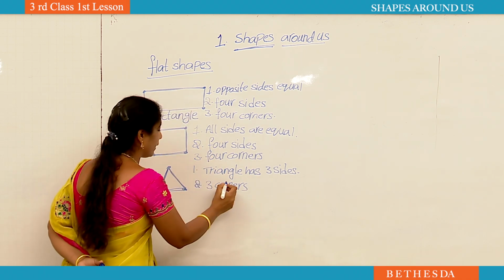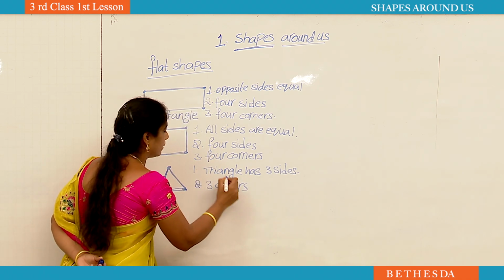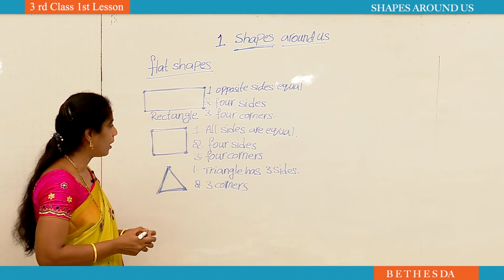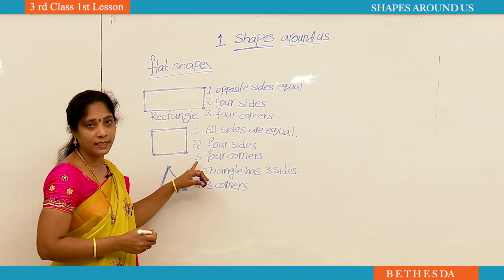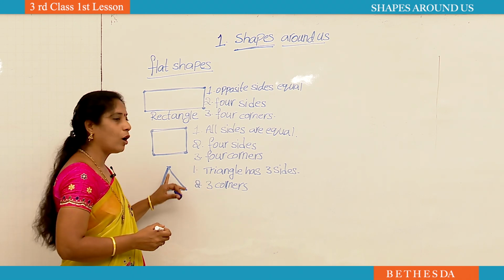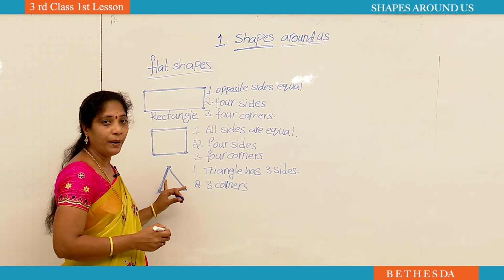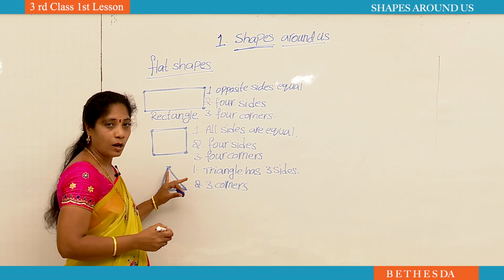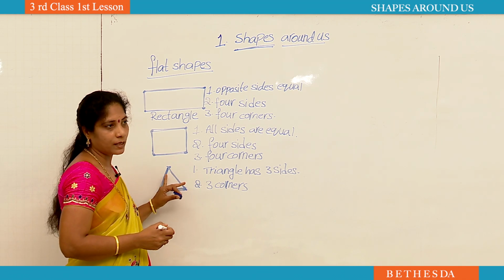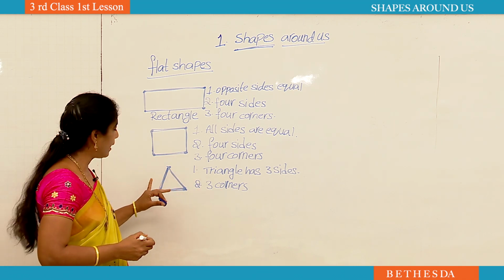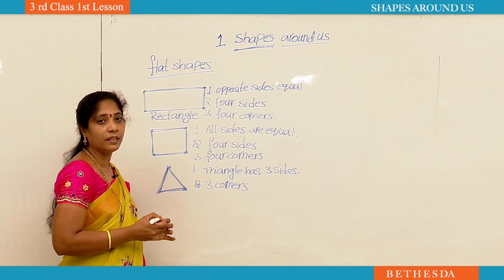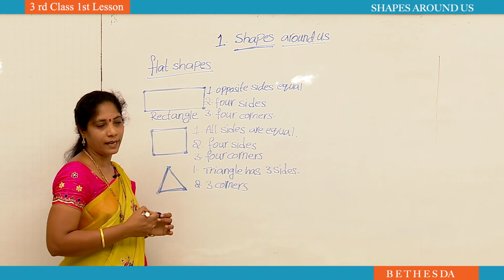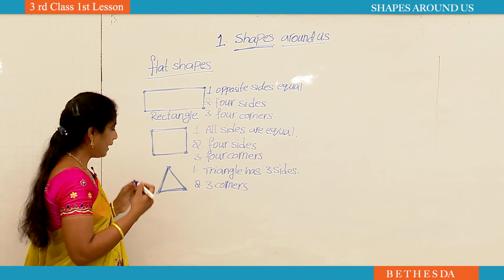And one more thing. See here, a triangle has 3 sides and 3 corners. Maybe you can ask, teacher, in a triangle are all sides equal? Yes, it depends on the sides property. Some triangles have all sides equal, that is called an equilateral triangle. Some triangles have only 2 sides equal, that is called isosceles. 3 different sides, we call a scalene triangle. About this we can learn in next classes.